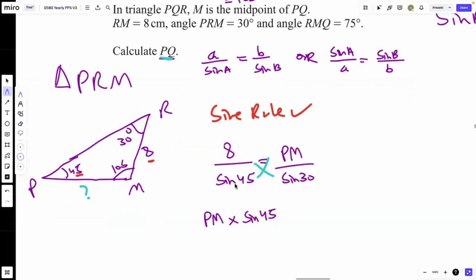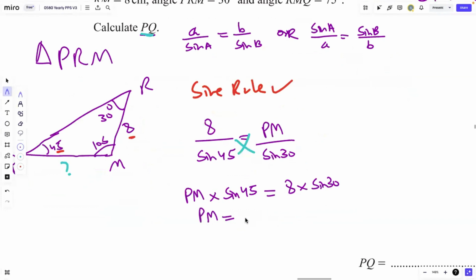Now we can just cross multiply here: PM times sine 45 equals 8 times sine 30. Then PM equals 8 times sine 30, and the sine 45 on the other side will divide, since it's been multiplied here. Then we can use the calculator in one go: 8 times sine 30, divided by sine 45. I'm getting 5.65685.